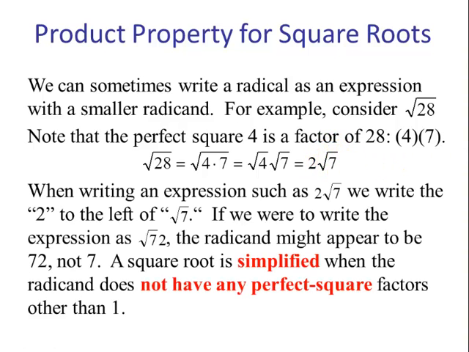When writing an expression such as 2 times the square root of 7, we write the 2 to the left of the square root of 7. If we were to write the expression as square root of 7, 2, the radicand might appear to be 72, not 7. A square root is simplified when the radicand does not have any perfect square factors other than 1.